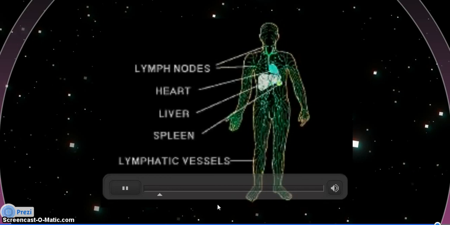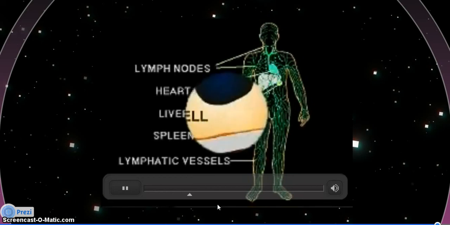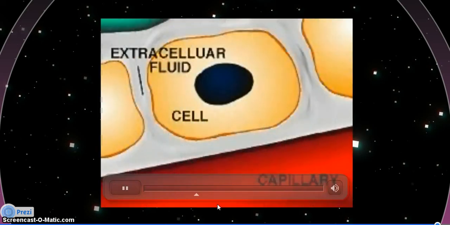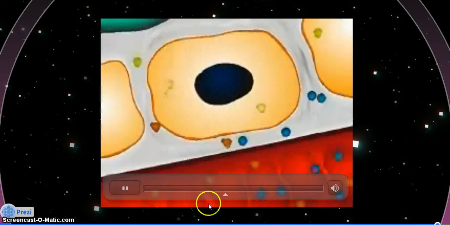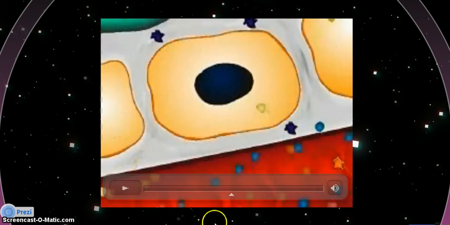The lymphatic system is a network of vessels lying adjacent to the capillaries. It aids the circulatory system in transporting fluids and is a vital part of the immune system. In and around the cells of the body, extracellular fluid collects waste products and carries nutrients and oxygen to the cells.